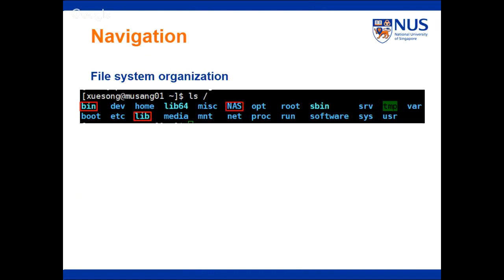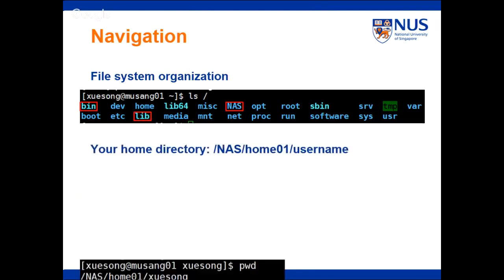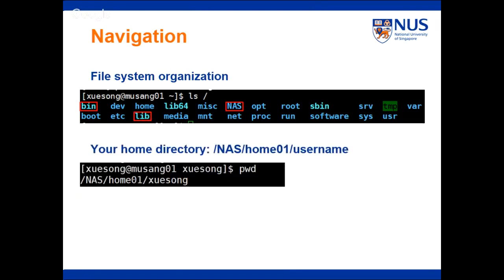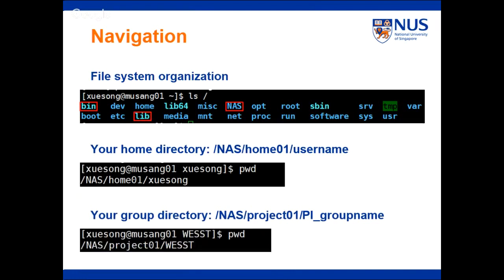So almost the only thing you want to know is the NAS folder. It stands for network attached storage. That is because your home directory is under this folder, which is /nas/home01 or 02, depending on your account. And my home is under this path. Also there is a project directory which was introduced by Tuan, if you are involved in some projects.